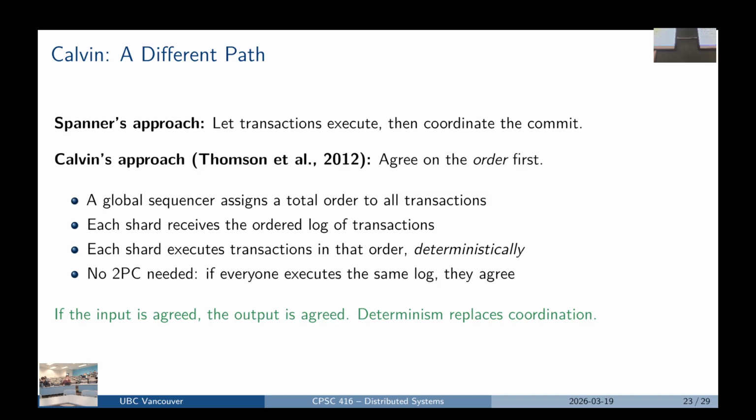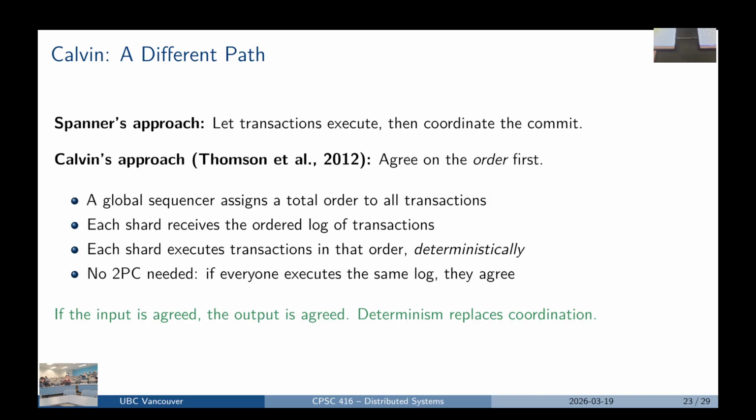This is very Paxos-ish. So they had a global sequencer that actually assigns a total order to all the transactions. Every shard then receives an ordered log of those transactions. Each shard executes the transactions in that order in a deterministic fashion. So in other words, this is what's called a replicated state machine. Because it's a state machine, when it gets that, you know exactly what it's going to do. It's deterministic. There's no stochastic variation. Because if you start getting stochastic variation, it's going to get a lot harder. You're not going to be able to use this trick.